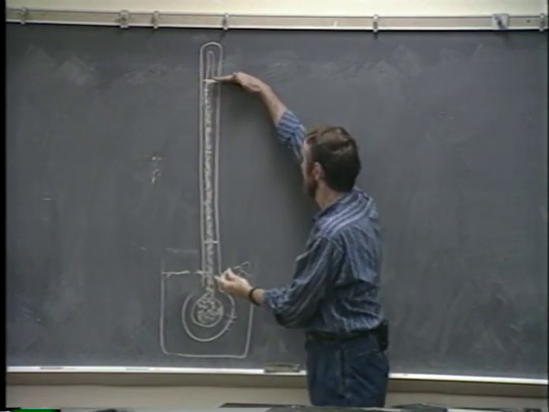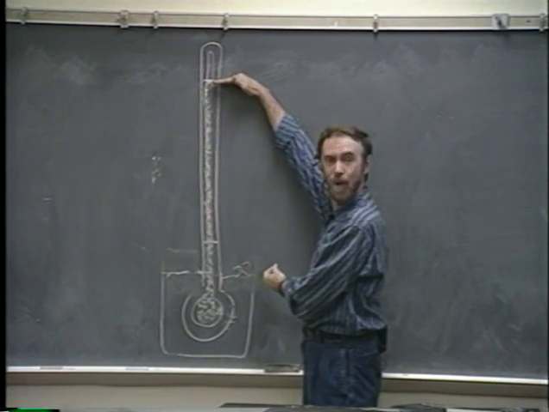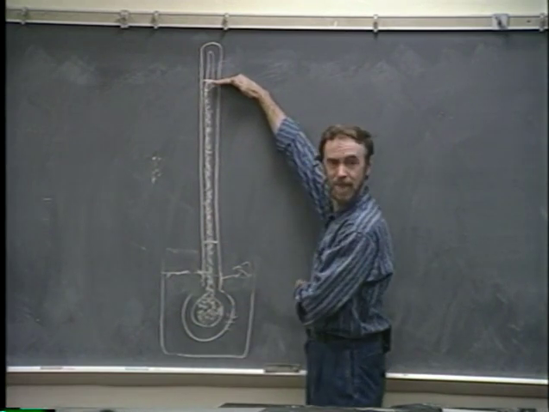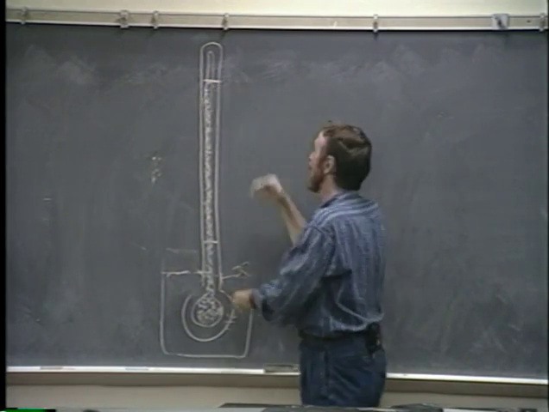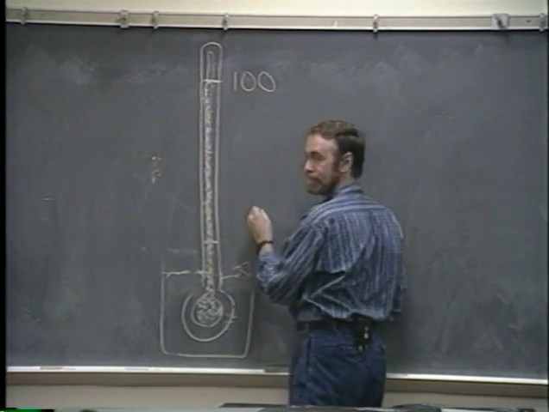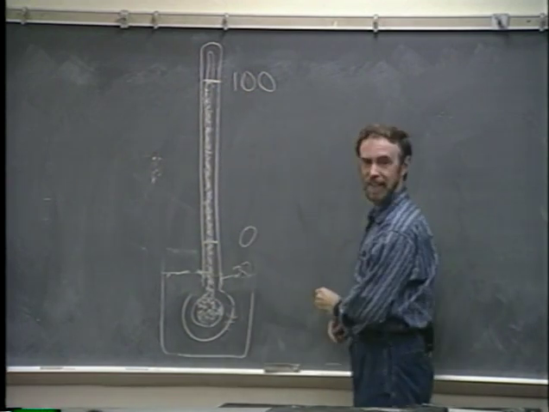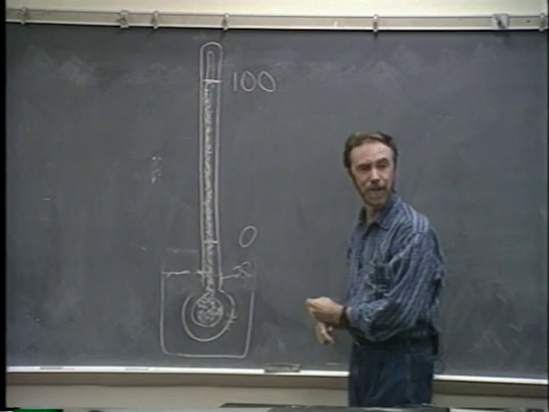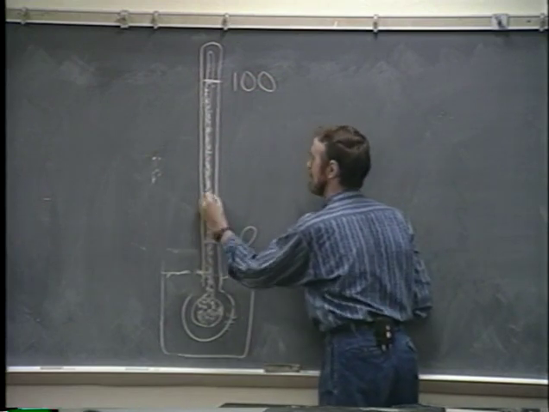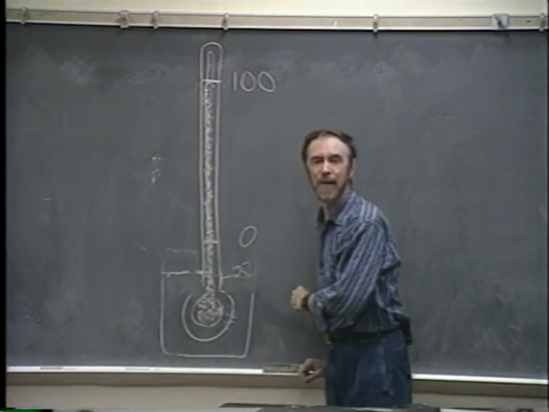Now you can call this the temperature of boiling water, and we can call that 100. We can call this scratch down here 0. Now we have to make 100 scratches, evenly spaced, so we get 100 grades.